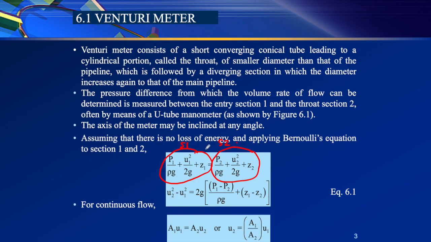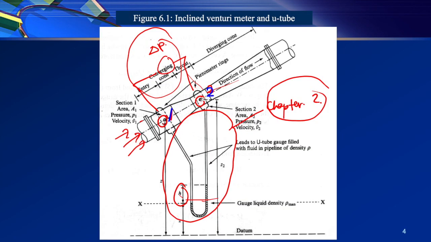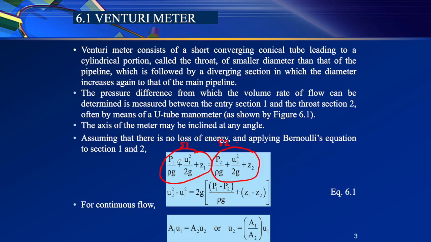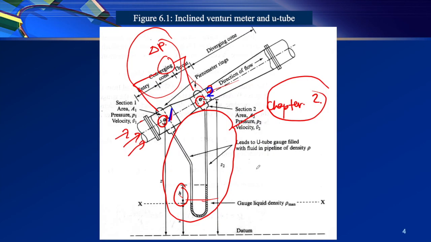But now there is a difference in diameter here. Diameter 1 and diameter 2 are totally different. Therefore, you cannot cancel out the U term. So U1 squared and U2 squared will stay in this equation. What about Z? So Z1 and Z2. Maybe there will be some inclination, some difference in the Z values.